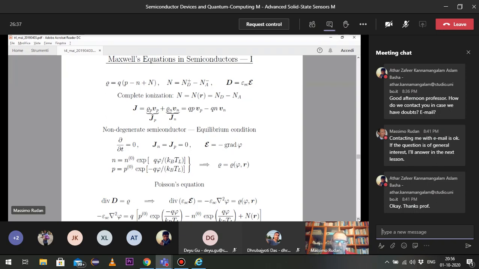When you consider the complete ionization condition, Nd plus, as you remember, becomes Nd. All donors are ionized. Na minus becomes Na. And it follows that the net dopant concentration is prescribed. It's a function that we know because we fabricate the profile of the dopants technologically, and we know it at each position in the semiconductor. There is no dependence on the Fermi level anymore in the net dopant concentration.